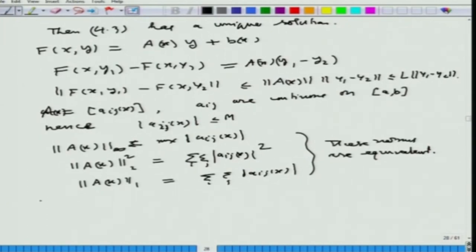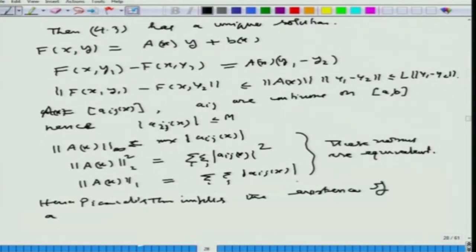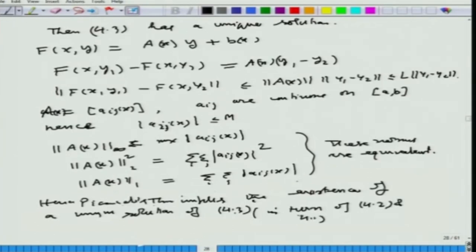So, hence, Picard's theorem implies the existence of a unique solution of 4.3, in turn of 4.2 and 4.1. So, that is where we have the existence of these.